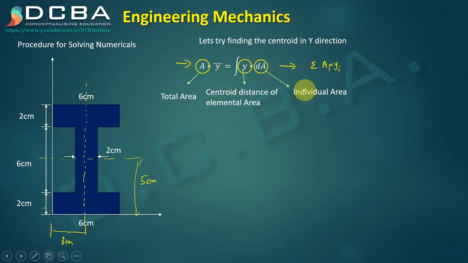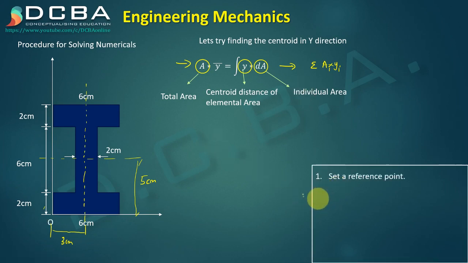So this is the procedure. I'll write the steps for the procedure. The first step is always to set the reference point. So O is the reference point about which I'm going to find my centroid.